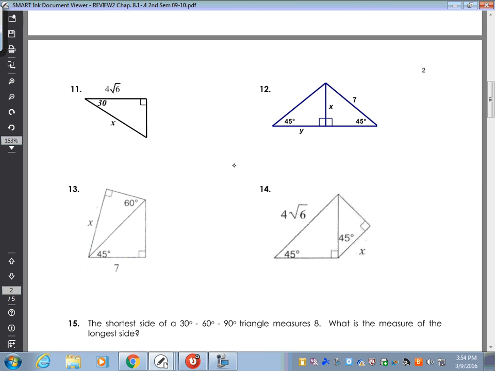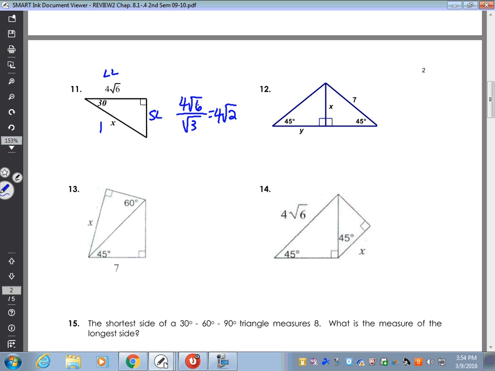Now 11 we did in class as well. 30, 60, 90. This is my long leg. Gotta get to the short leg. Anytime I go from a big to a smaller part, I am dividing. So 4 square root of 6 is now going to be divided by square root of 3. And because both are inside the radical, I'm just going to say 6 divided by 3. And that gives me 4 square root of 2.